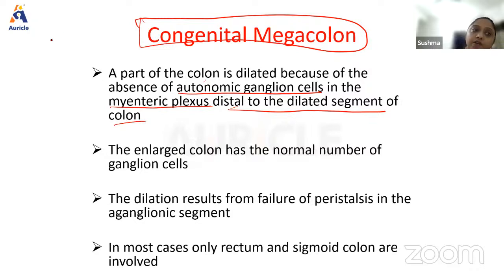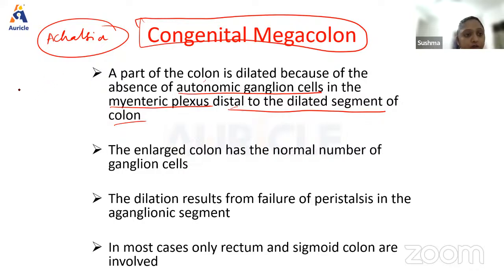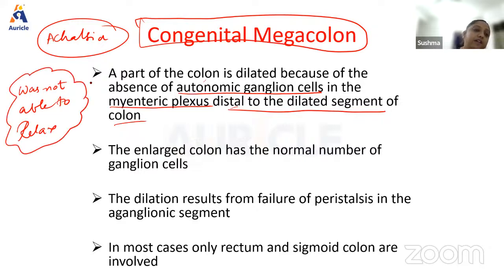In yesterday's class, we were talking about achalasia cardia, where we did not have these ganglionic cells in the lower end of the esophageal sphincter. Because of that, the lower end of the sphincter was not able to relax. And that is why we had recurrent episodes of GERD and everything, right? And the treatment was we could inject botulinum toxin and so on. There are many surgeries also which are done for this.